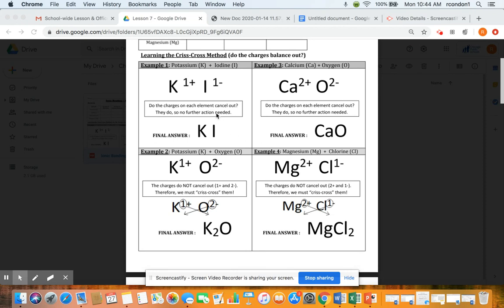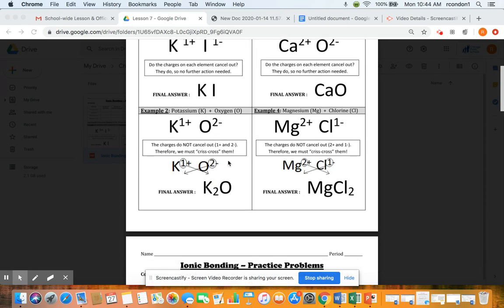So we have a couple examples. Potassium and iodine are each going to form a positive +1 cation and a -1 anion, right? So if these charges cancel out, you don't have any subscripts to put in. It's just potassium iodide, you write KI next to each other, and that's the ionic compound form. Same for calcium and oxygen. +2, -2, these cancel out, so it's going to be calcium oxide, like that.